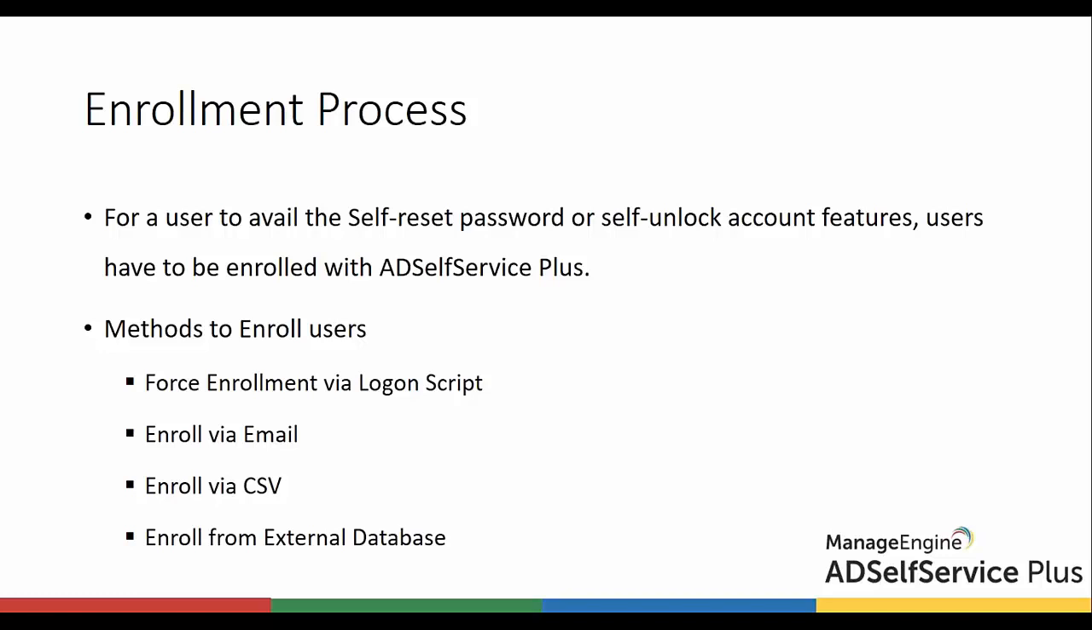If you enroll, the features your end users get are self-service password reset, and they get self-service account unlock. If you do not enroll, then the available features are self-service Active Directory update, so the end users can update their own Active Directory attributes, for example, phone number, address, department, that sort of stuff.